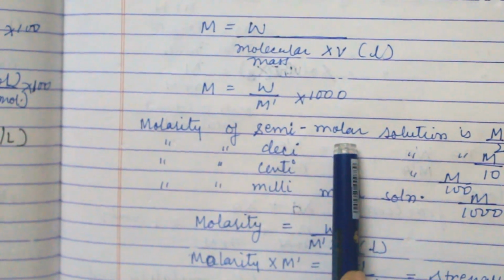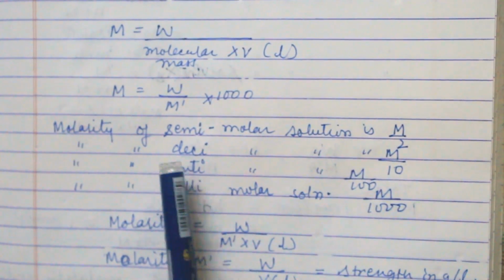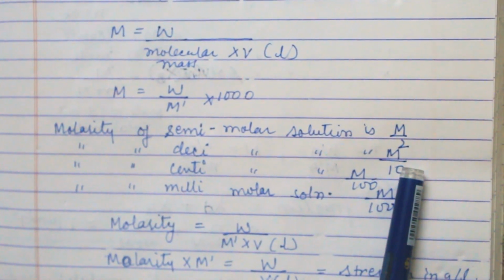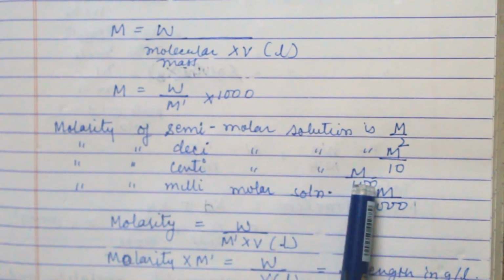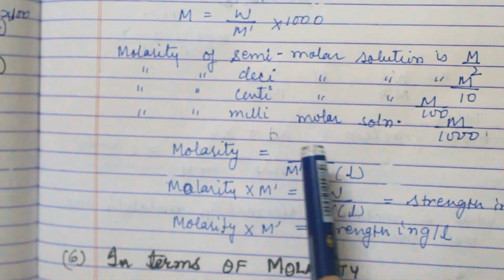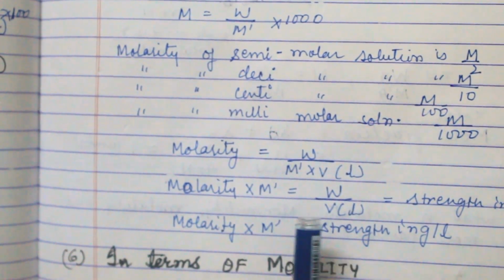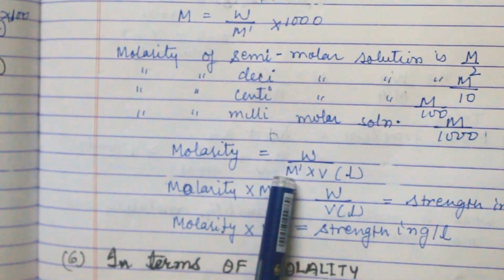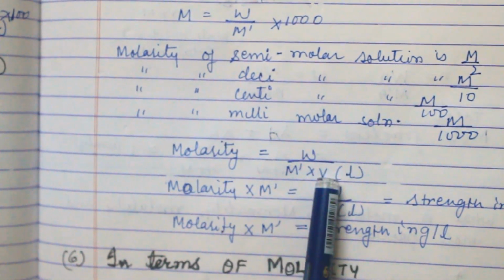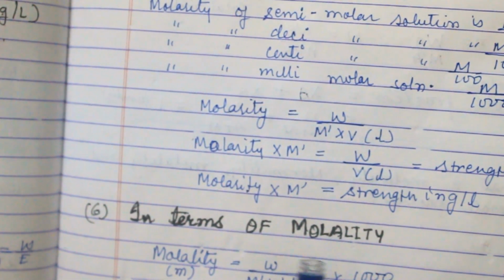If we take semimolar, semimolar means half, so it is divided by 2. If we take decimolar, decimolar means 10, so we divide it by 10, and centi means 100, milli means 1000. So molarity generally is W upon M dash into V. If we find the strength, then this M dash multiplied by the molarity gives W upon V, that is strength in gram per liter.